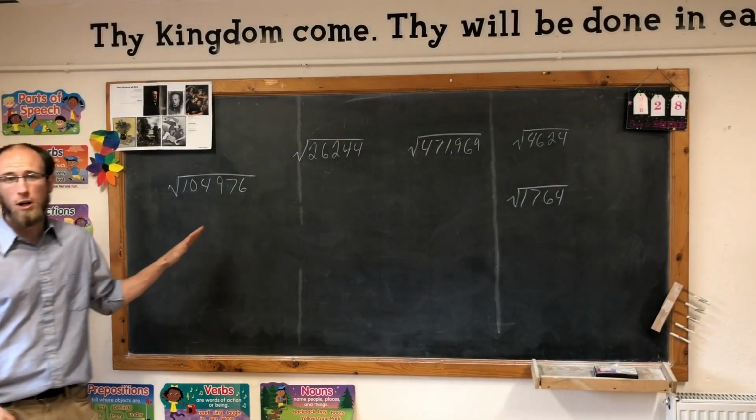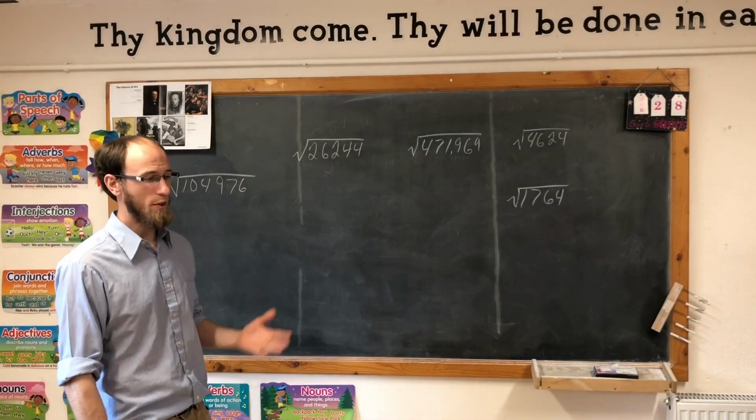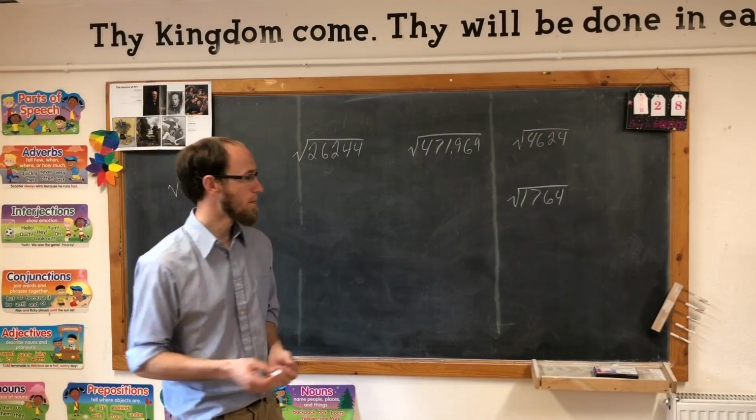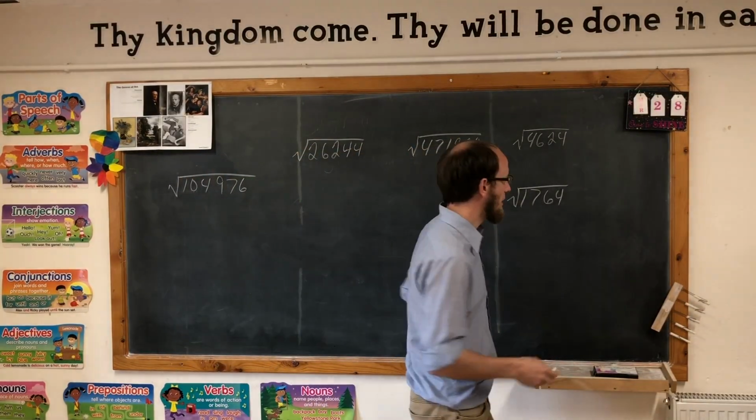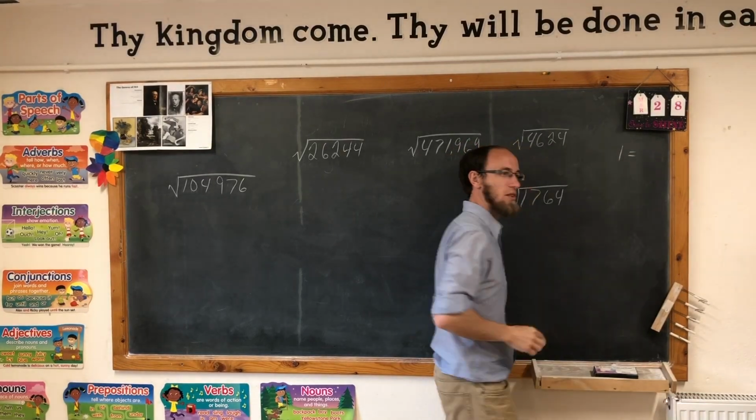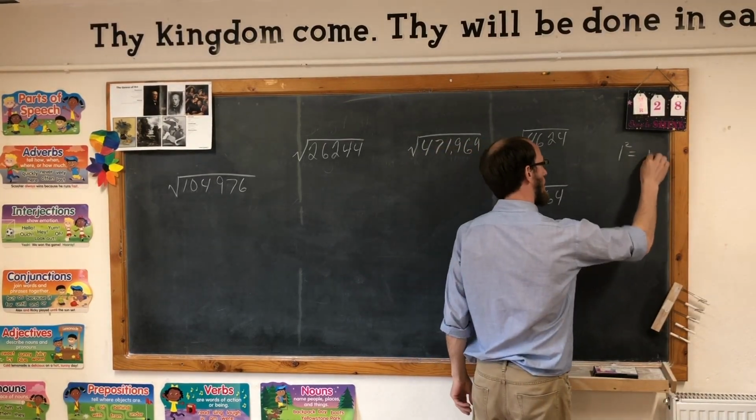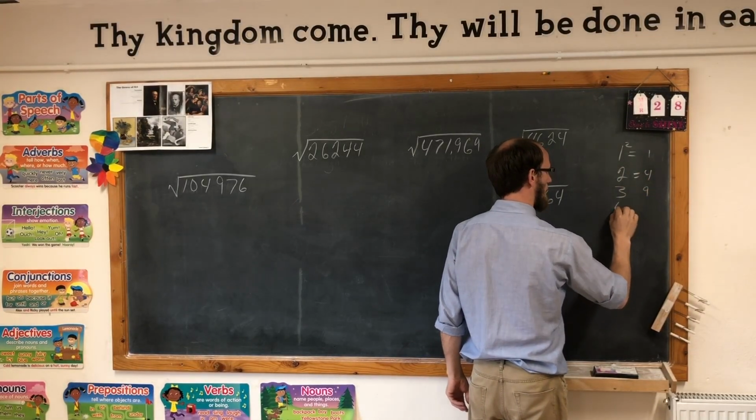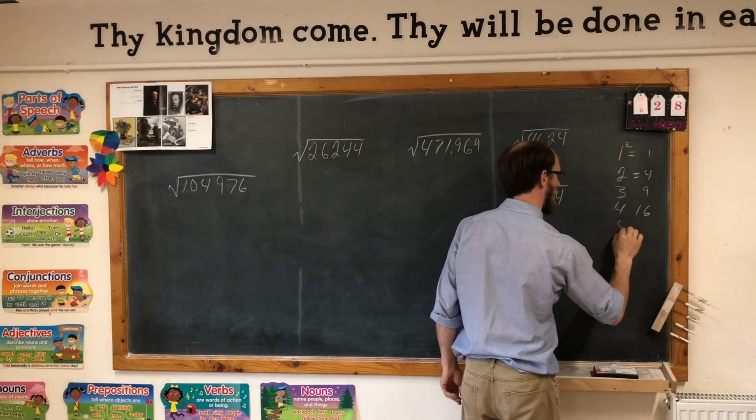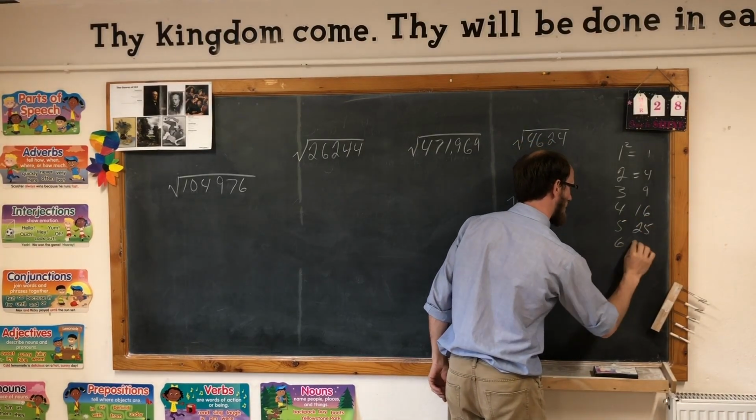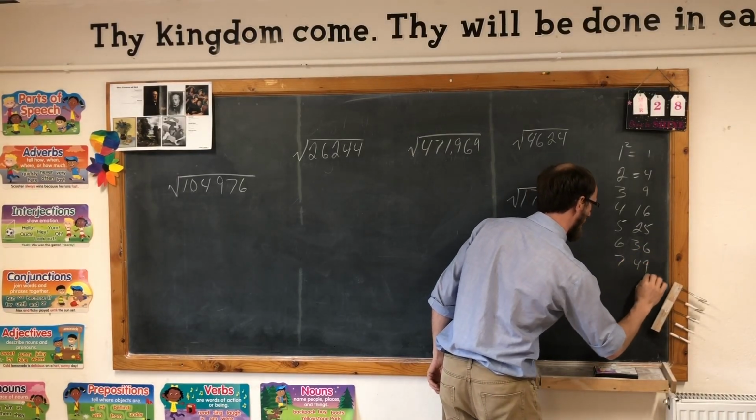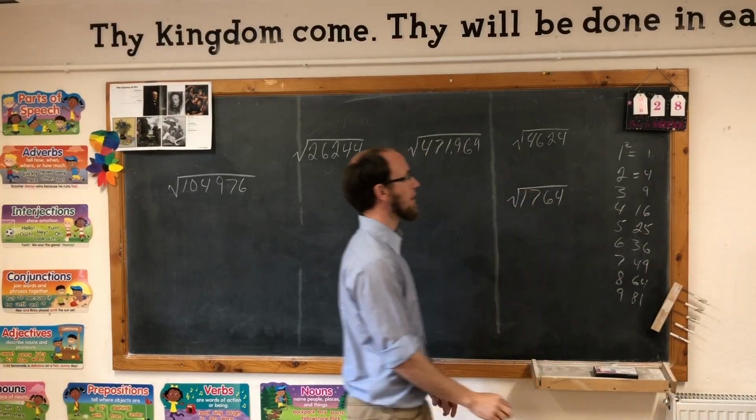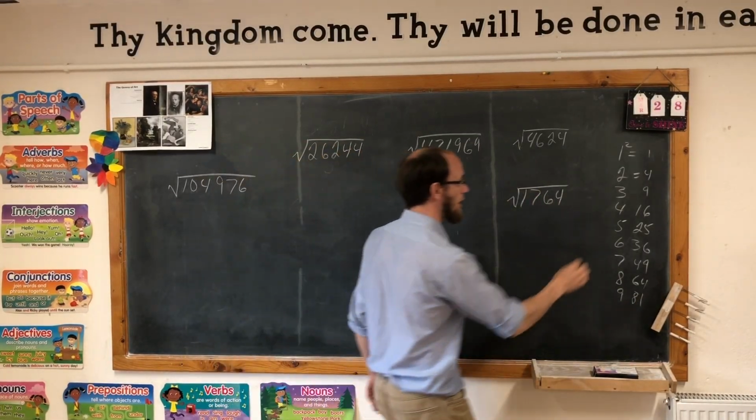The problems that CLE gives us are all perfect squares. Every one of these numbers will come out perfectly, which is very rewarding. Before we begin, I would like to make a list of what the squares equal. 1 squared is 1, 2 squared is 4, 3 squared is 9, 4 we get 16, 5 we get 25, 6 we get 36, 7 is 49, 8 is 64, and 9 is 81. Just so we know what we're talking about.